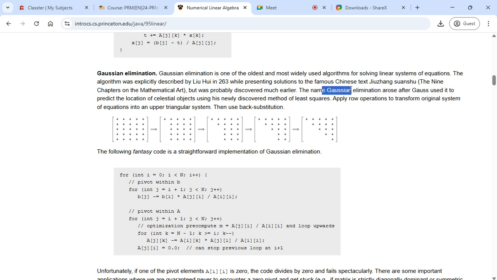And why is it called Gaussian elimination? Because Gauss was the mathematician, but he was using this algorithm to predict the location of celestial objects, using the newly discovered method of least squares. It was mathematics. That's why it started to be called Gaussian. But you can see that this algorithm is basically very old.